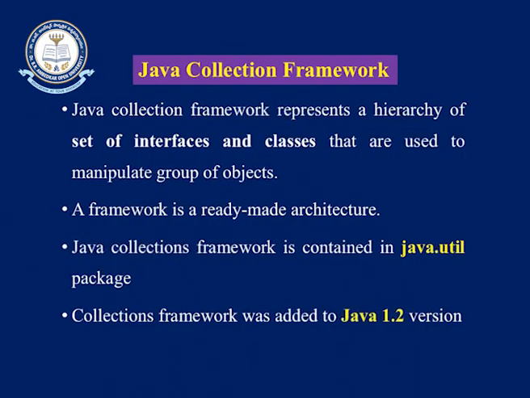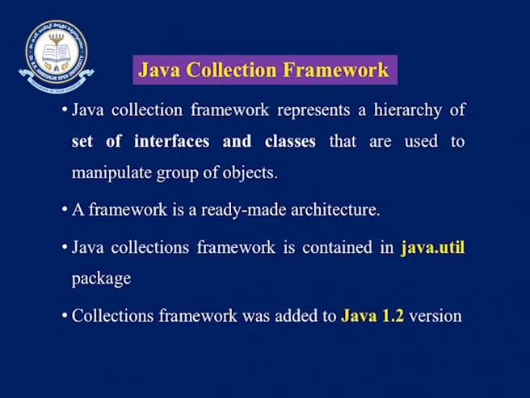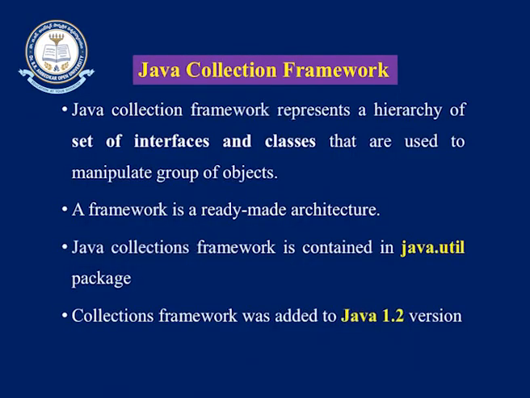Java collection framework represents a hierarchy of a set of interfaces and classes that are used to manipulate a group of objects. In simple terms, if you want to store multiple elements, that is called a collection. If you want to work with different types of collections like sets, arrays, we have the framework called the collection framework. A framework is a ready-made architecture.